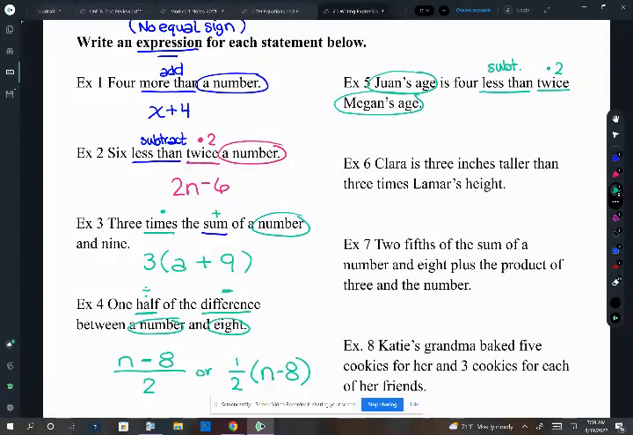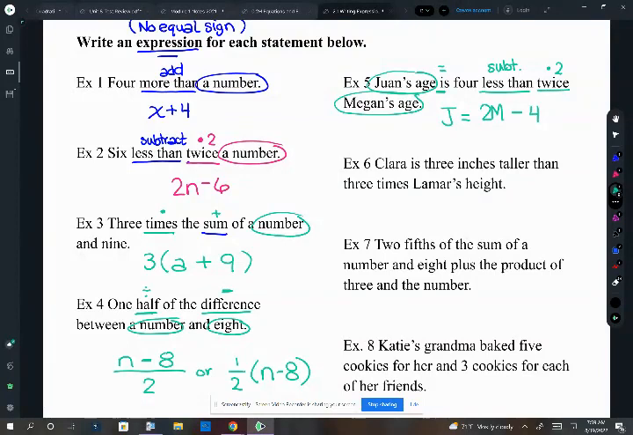So we're just going to do J for Juan. So Juan's age is, so remember, "is" is a nice word that helps us know equals. So Juan's age is 4 less than twice Megan's age. And we don't know Megan's age. So we're just going to do an M for Megan.